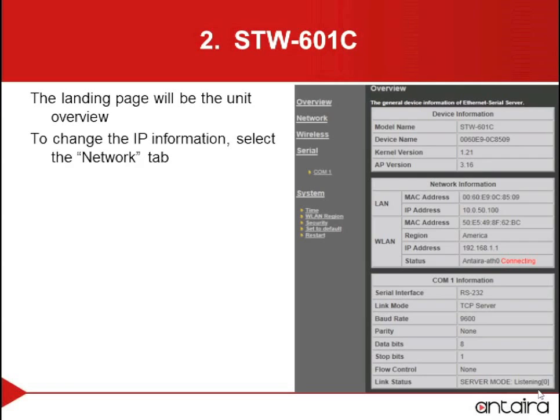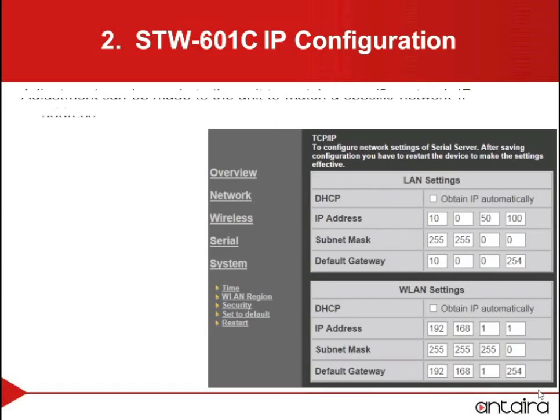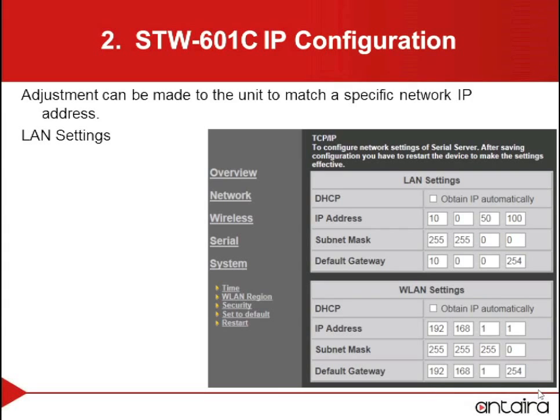To change the IP information of the device, we will go to the Network tab. Here we can change the IP address of the device to match our company's subnet. Because I'm only using the STW-601C with this computer, and I've already entered the STW-601C's subnet within my computer settings, I'm going to leave this information alone. But you could change either the LAN settings or the wireless settings.